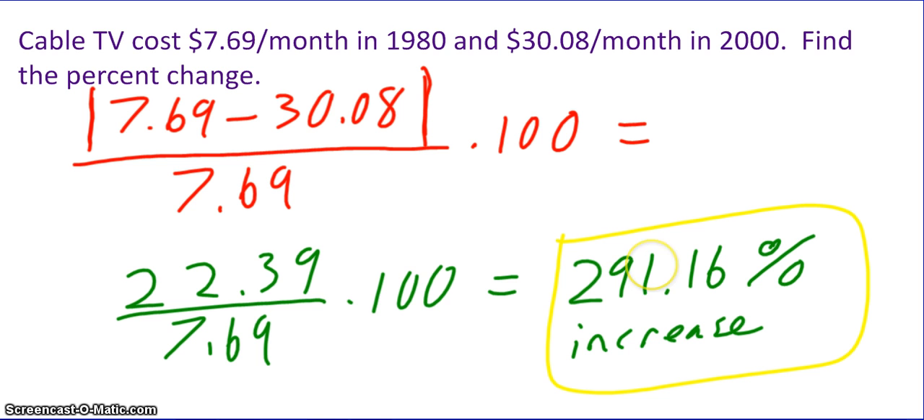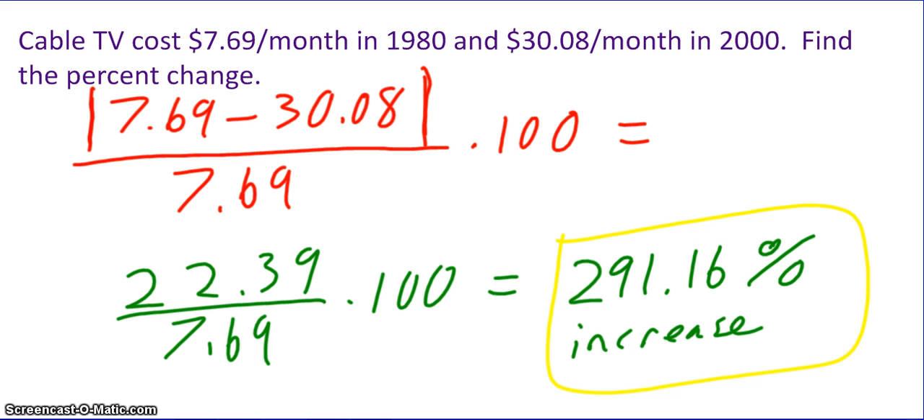Okay, so hopefully you got that it was a 291.16% increase. So how do we do that? Well, here's our setup. Plugging into the percent change equation, 7.69 minus 30.08, the absolute value of that is 22.39, divided by 7.69 and multiply by 100, and I get 291.16.